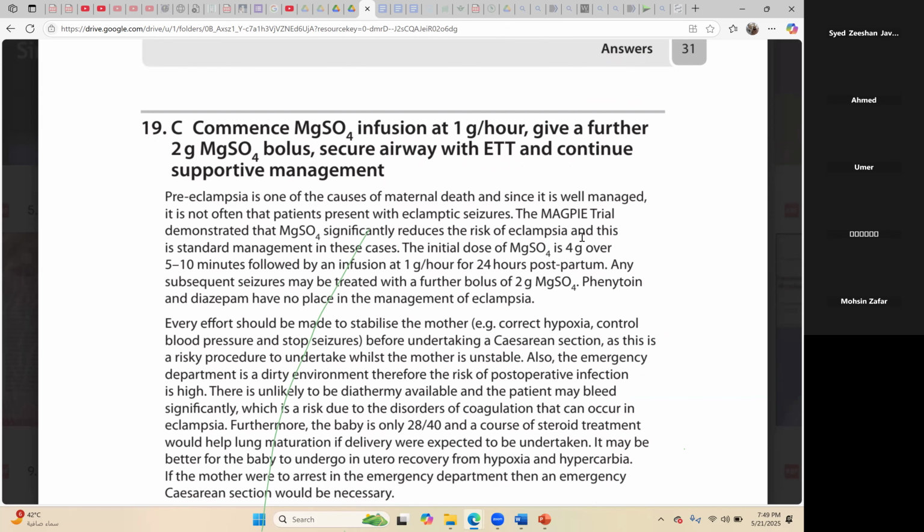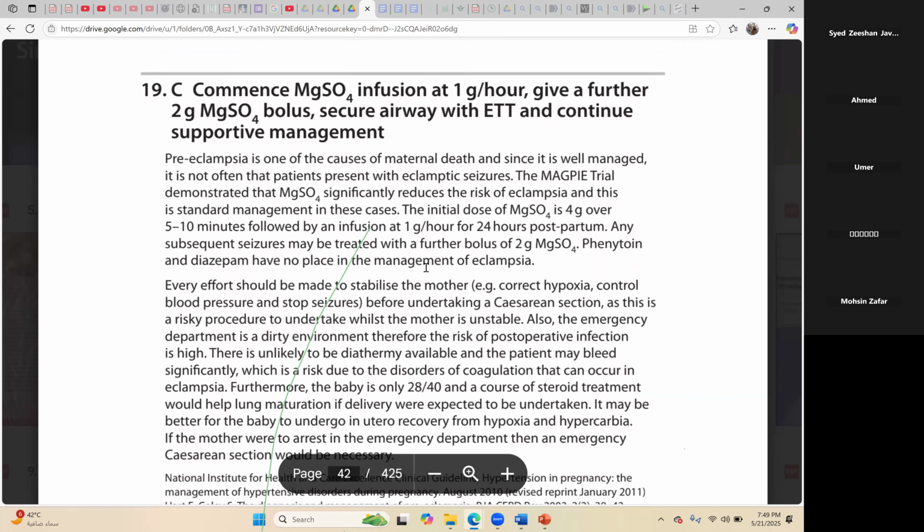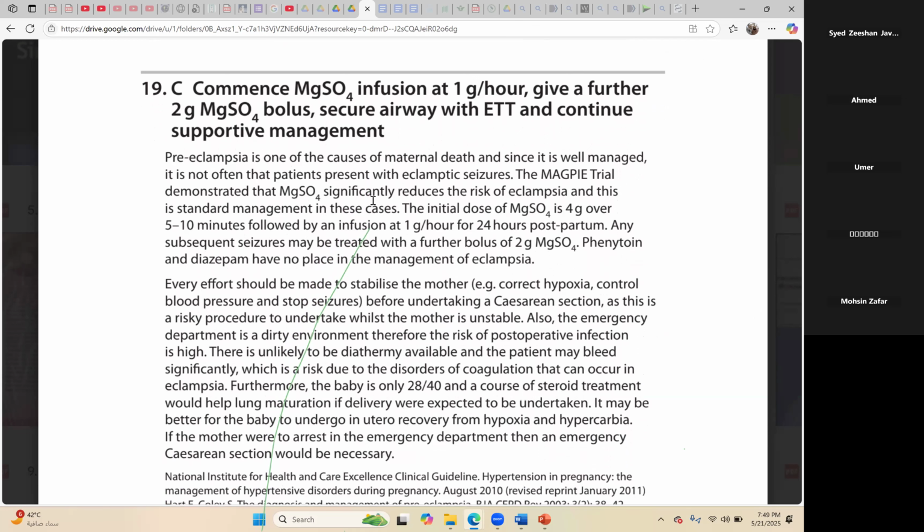The MAGPIE trial demonstrated that magnesium sulfate significantly reduces the risk of eclampsia, and this is standard management in these cases. The initial dose is 4 gram over 5 to 10 minutes, followed by an infusion of 1 gram per hour for 24 hours postpartum even.